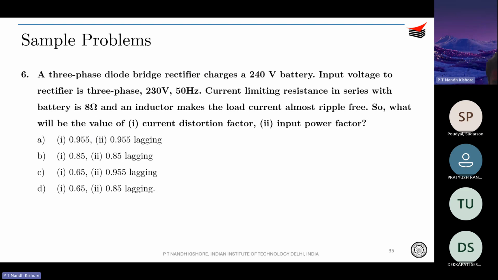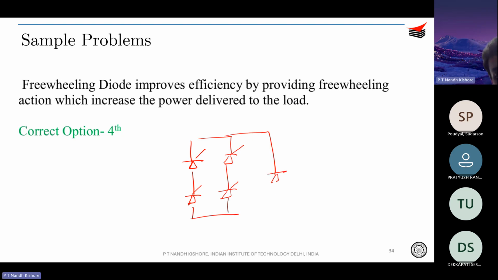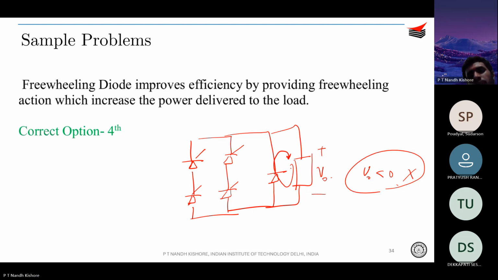You understand, right? Because the reason was, this was the circuit. Now we have a freewheeling diode and then the load. So it provides a path something like this. Therefore, V0 cannot go negative. This is impossible. This is not possible. Right. So since your V0 is always more than 0, V0 RMS is higher, right? Therefore, your power factor is also high.